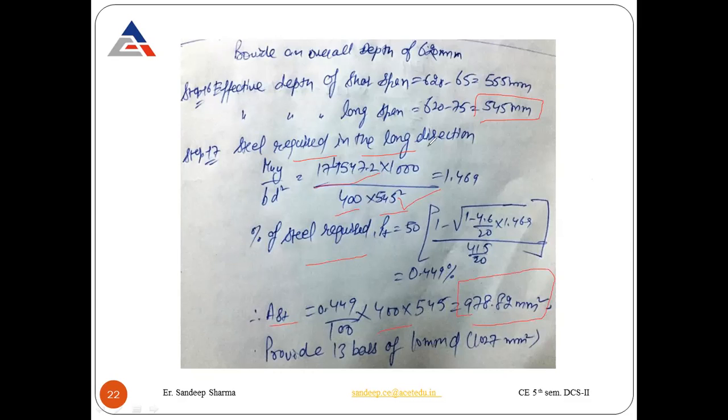And along the longer direction, the steel required is this one, and we are providing here 13 bars of 10 mm dia. So here we are getting more area of steel as compared to this when we are providing 13 bars of 10 mm dia. And this is the 10 mm dia which we decided to provide along the longer direction as well as on the shorter direction.